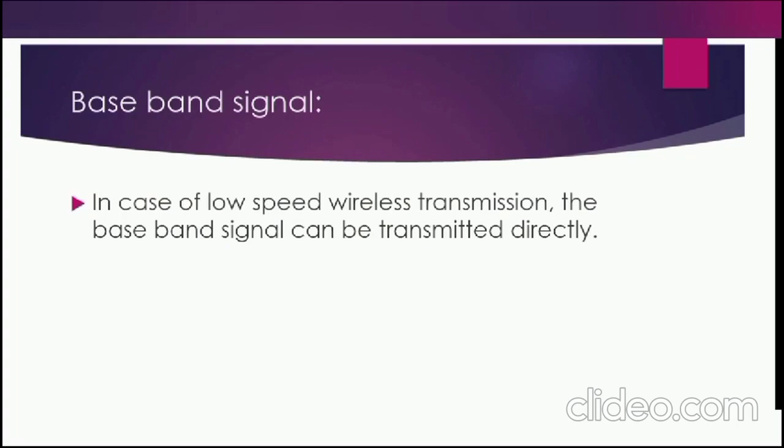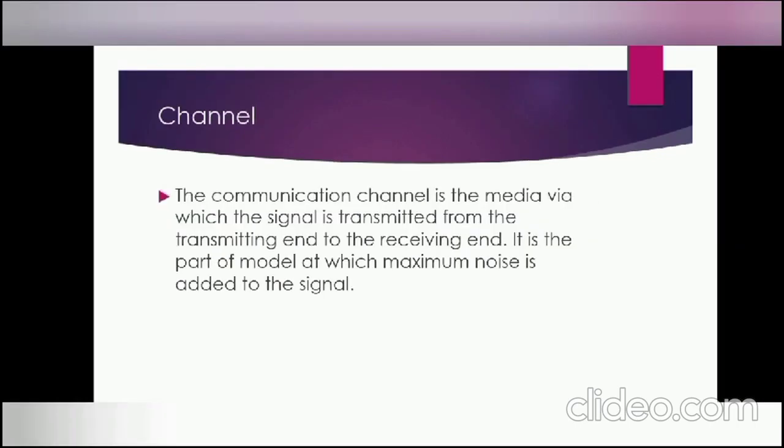Baseband signal. In case of low speed wireless transmission, the baseband signal can be transmitted directly. Channel. The communication channel is the medium through which the signal is transmitted from the transmitting end to the receiving end. It is the part of the model at which maximum noise is added to the signal.